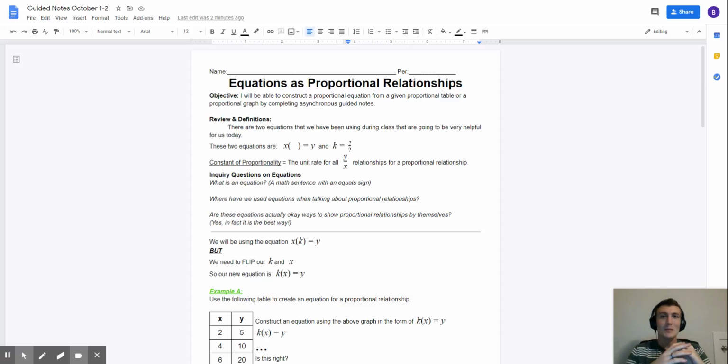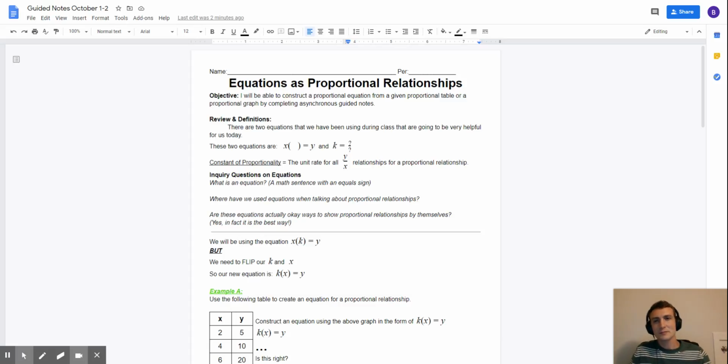So first off, our objective. Now I have our objective written right here, and your copy, I don't think, is going to show the objective. So I want you to type that out. And if you need to pause it, that's totally fine. So our objective today is: I will be able to construct a proportional equation from a given proportional table or proportional graph by completing asynchronous guided notes. That's exactly what I told you guys we're going to be starting on today. So we're already set.